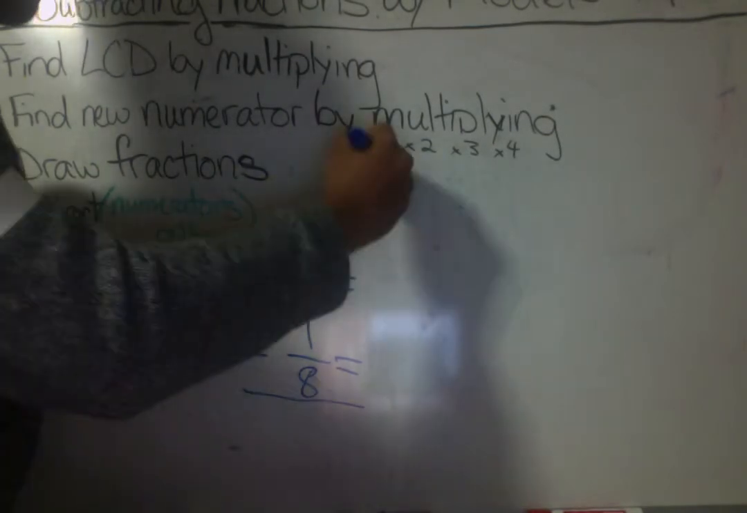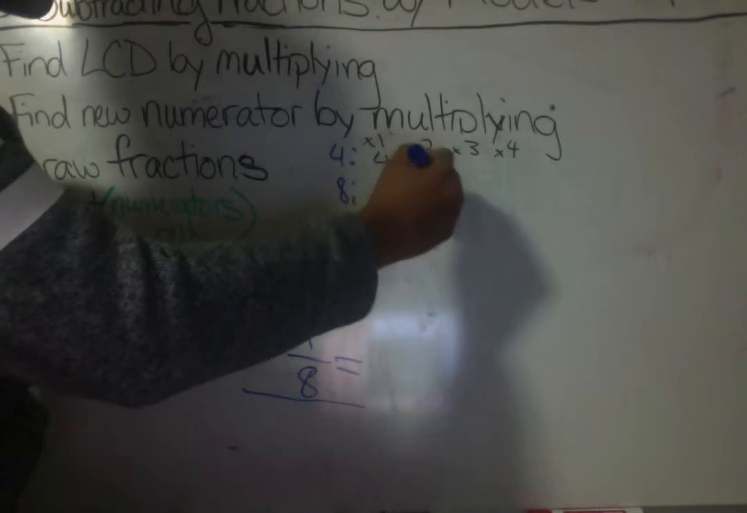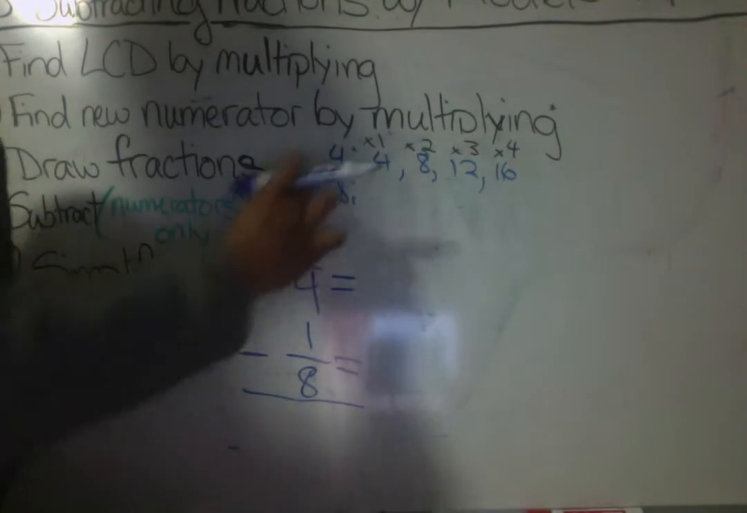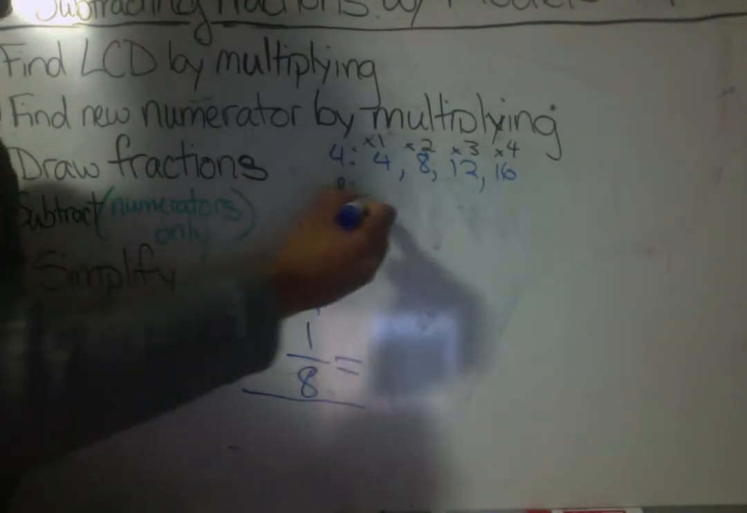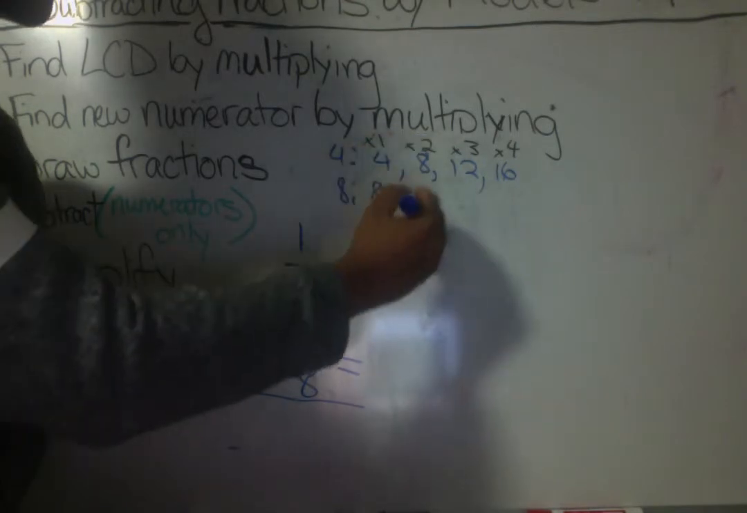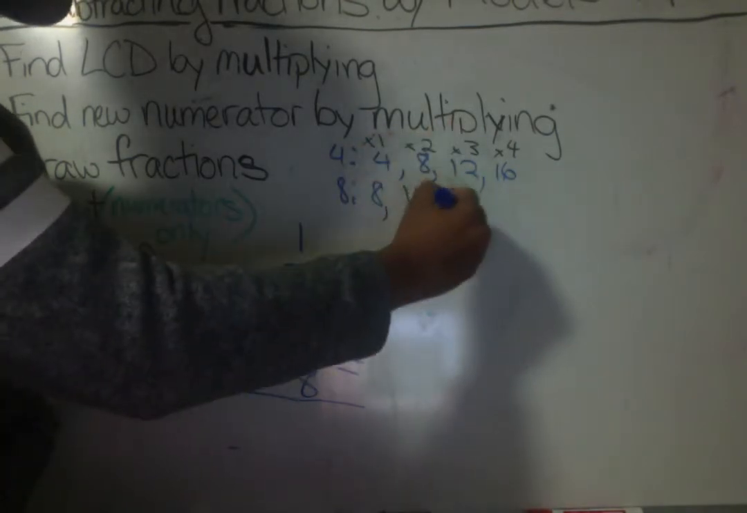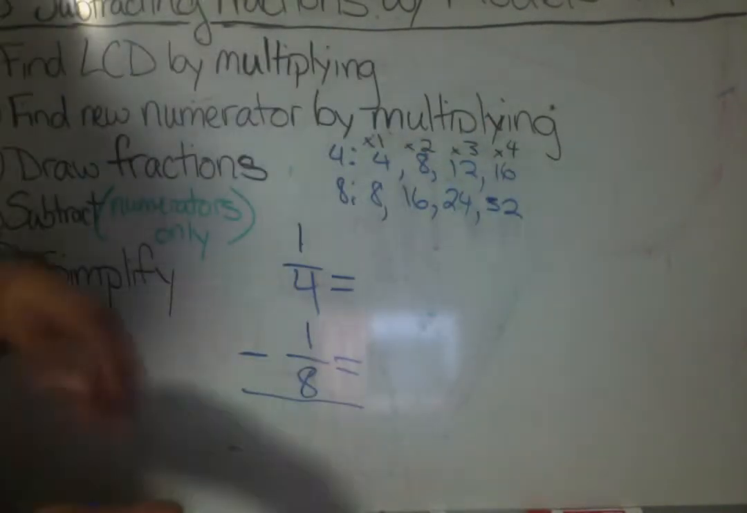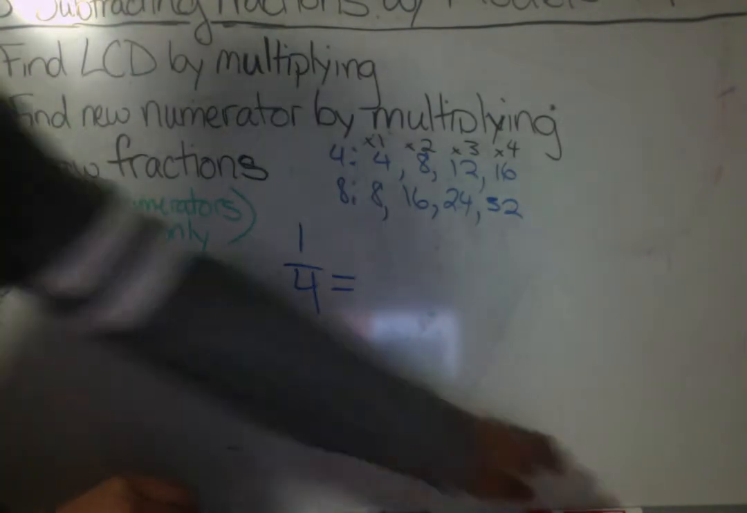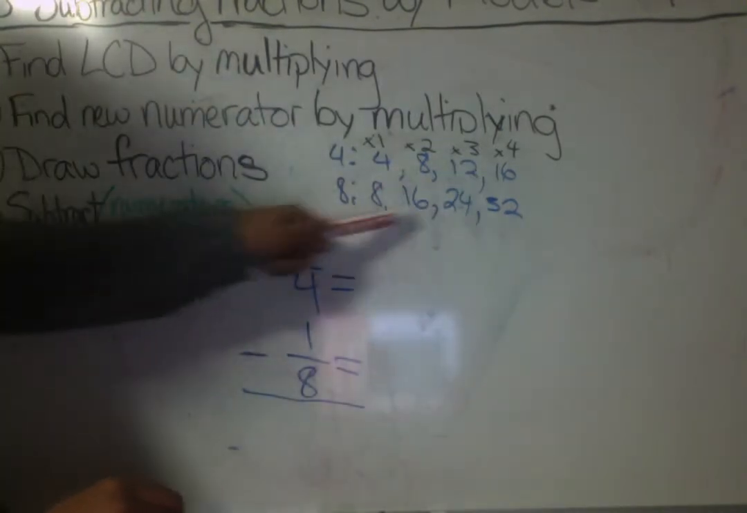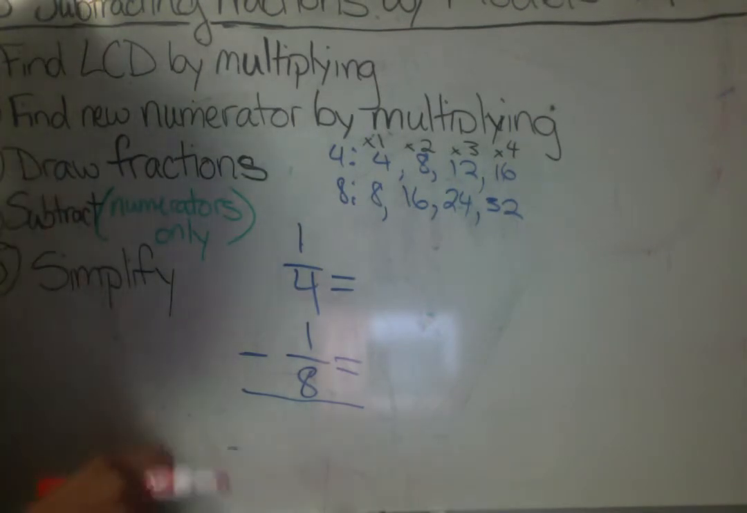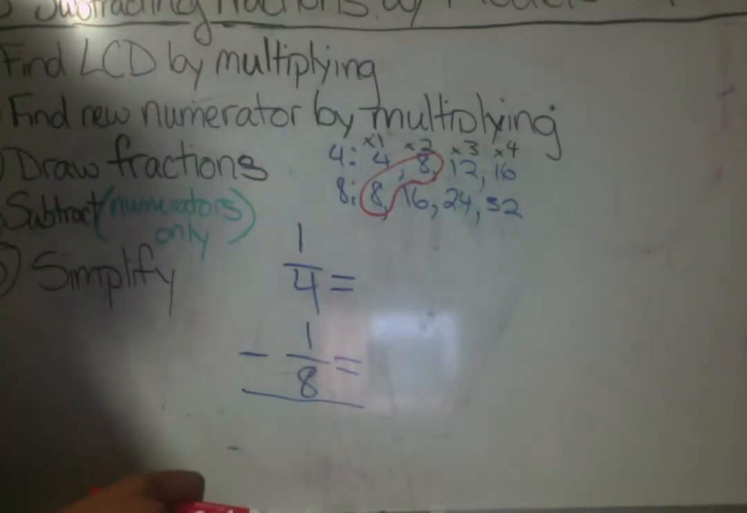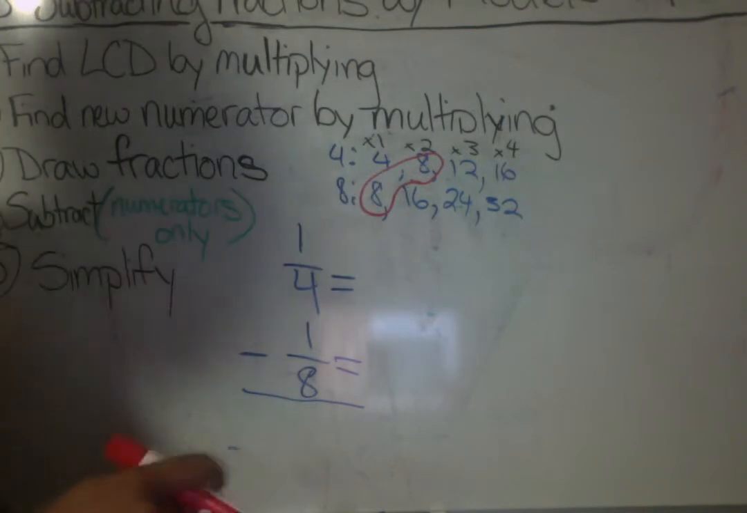4 times 1 is 4. 4 times 2 is 8. 4 times 3 is 12. 4 times 4 is 16. The 8: 8 times 1 is 8. 8 times 2 is 16. 8 times 3 is 24. 8 times 4 is 32. Some of you may have noticed that I could have stopped a long time ago. My common denominator, the number I see on the top row and the bottom row, is 8. The least common denominator is the number 8.